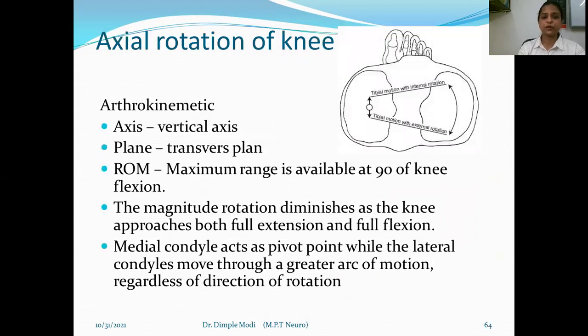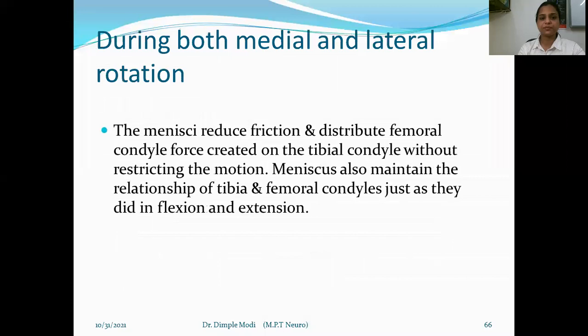Medial rotation and lateral rotation occur around the vertical axis in the transverse plane, where maximum rotation is available. When the knee is at 90 degrees of flexion, maximum medial and lateral rotation is available, which is relevant when you make the patient sit in 90 degrees of knee flexion.